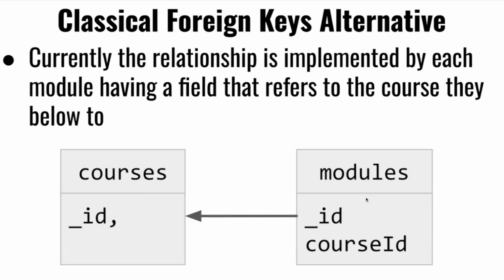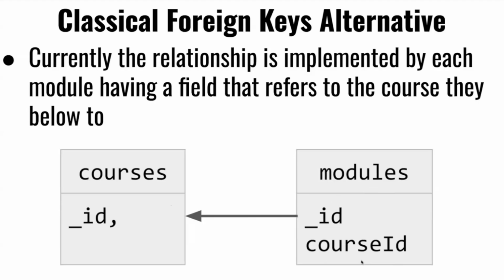Now, to establish the relationship, you would have on the many side, right? Here, the course is on the one side, and modules is on the many side. On the many side, you would have an additional field that was not there originally, right? And the role of this new field is to keep track of the record that this module is related to. So if this record is a module, you would specify the ID of the other record that you are related to.